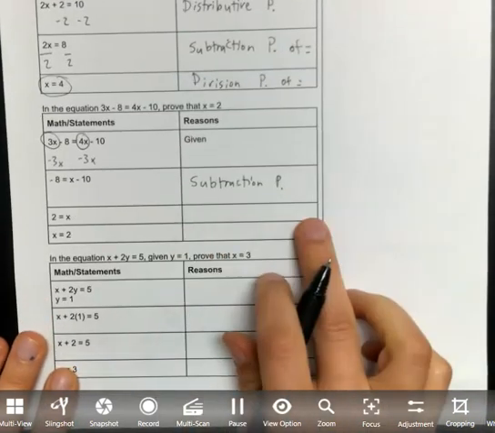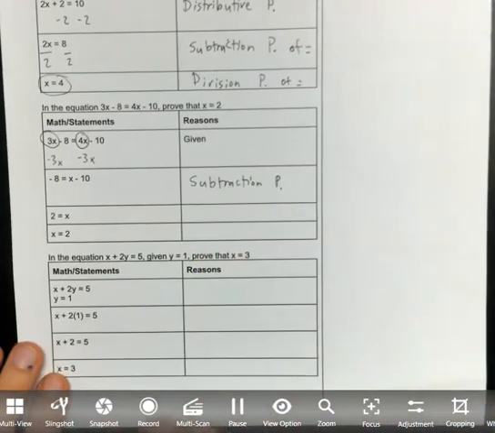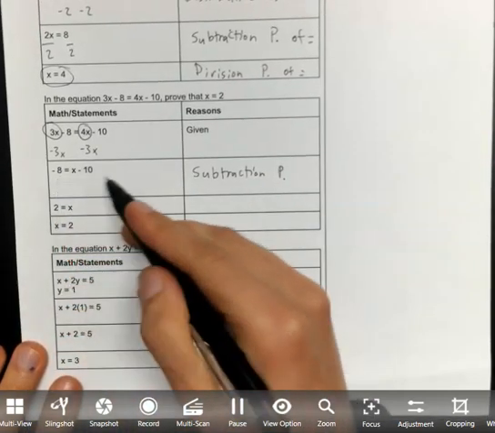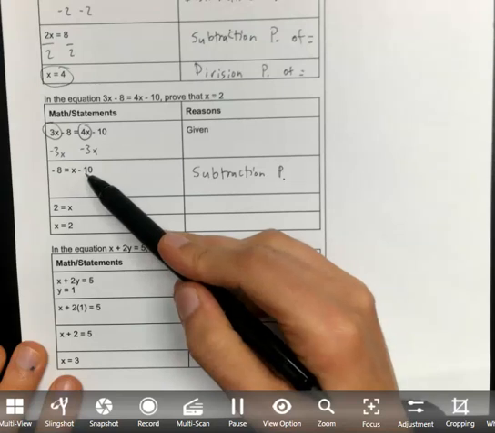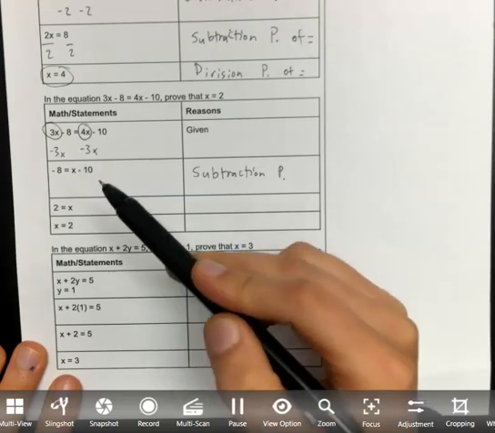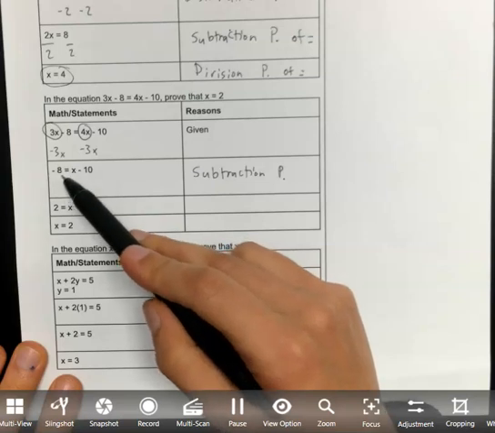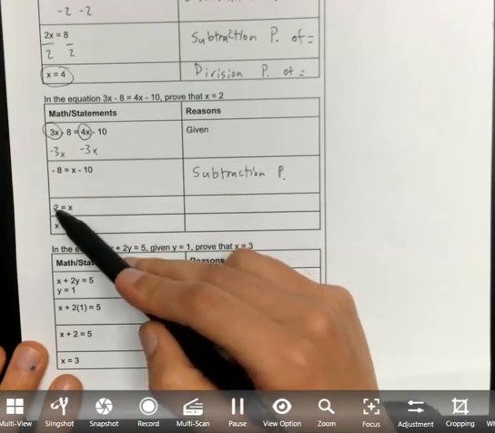All right, or you can say property of equality or just property, either way. You can shorten it. Okay, next, we have to look, how did this person go from here to here? What's different? Well, this -8 is changed to a 2. How did that happen?